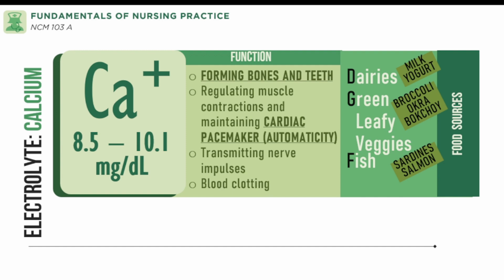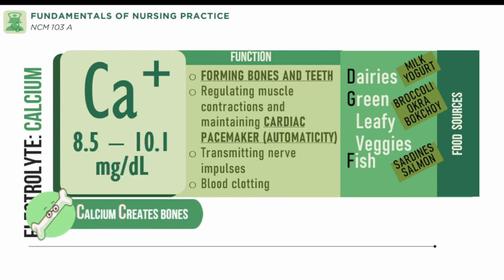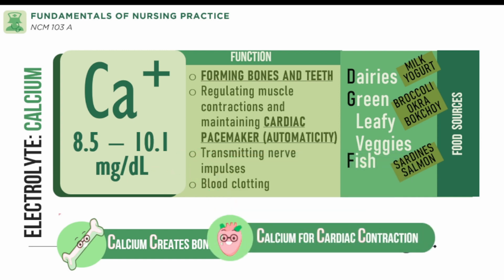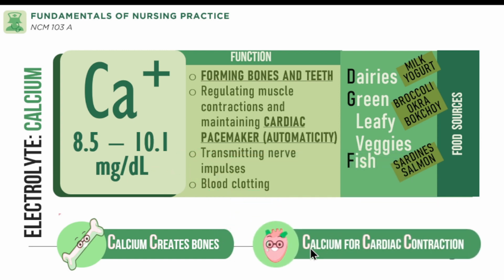To make it easier for you to remember the functions of your calcium, we have here C for calcium. Calcium creates bones, because calcium is necessary for the formation of your bones and your teeth. Another one, calcium, letter C, for cardiac contraction. So these are the two essential roles, or main functions, of your calcium to your body: creating bones and cardiac contraction.